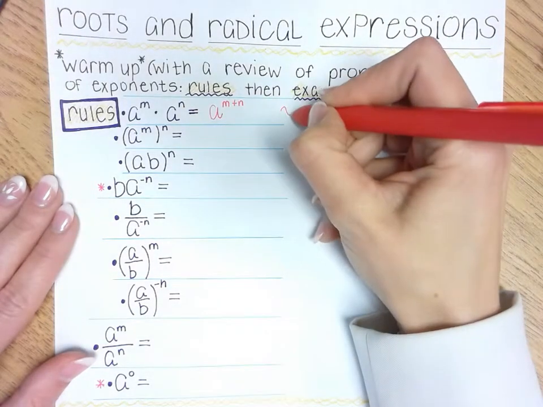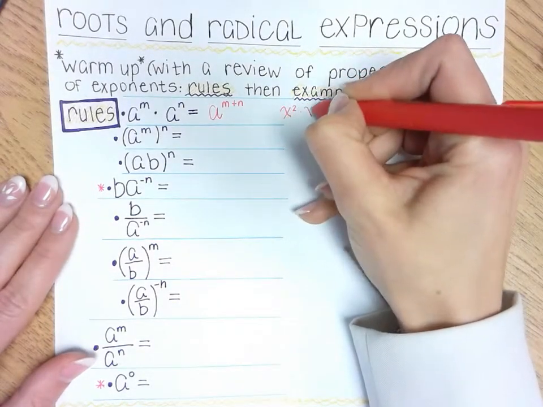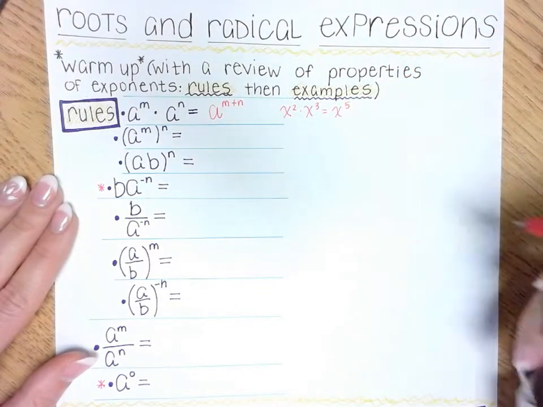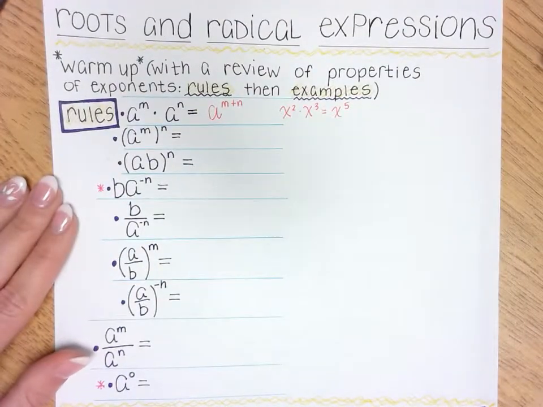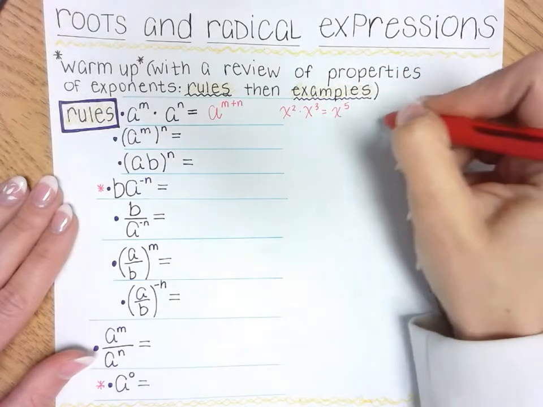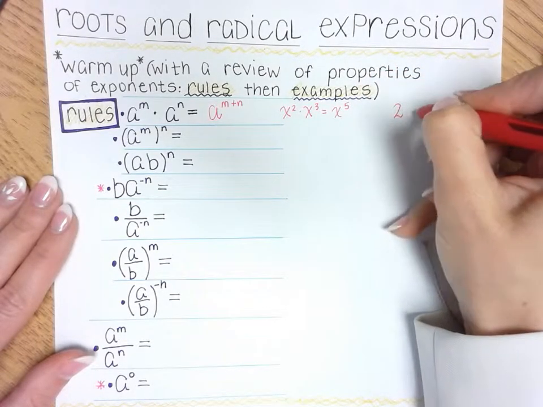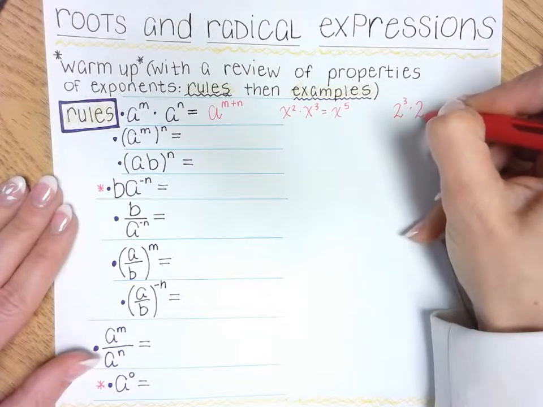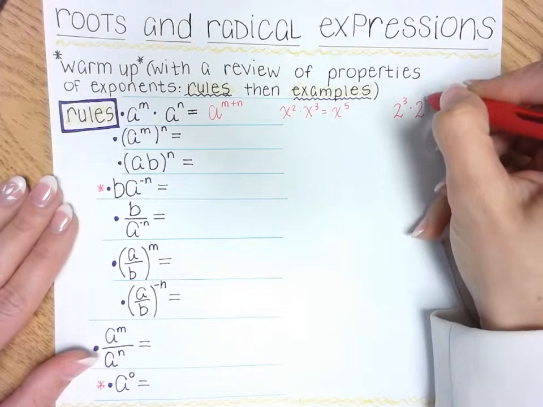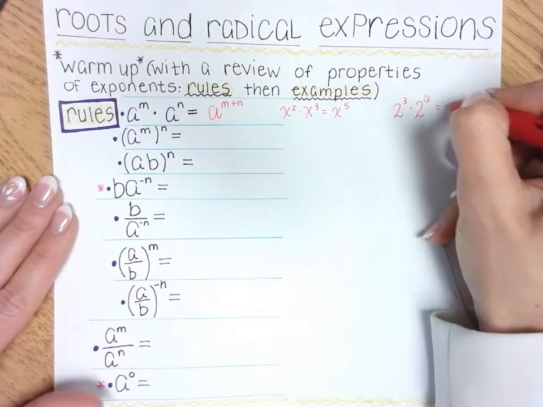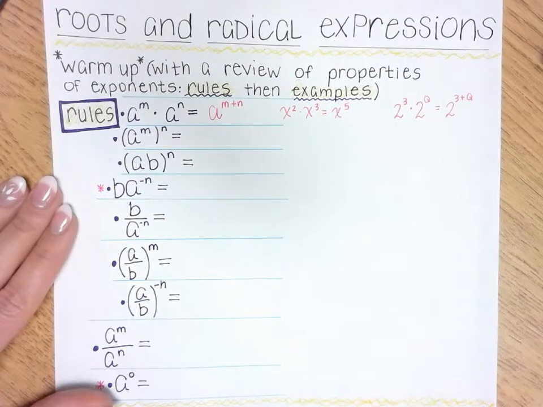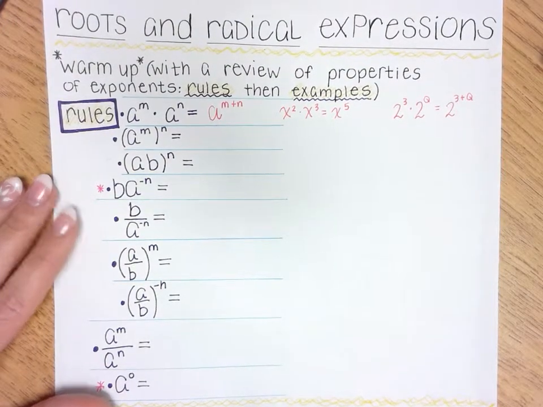For example, x to the second times x to the third will equal x to the fifth. You just add them right away. You don't usually leave it as x to the 2 plus 3 power, right? So you actually get 5. But it also works with something like 2 to the third power times 2 to the q power. Well, we can make that 2 to the 3 plus q power. You still apply the rule all the same.